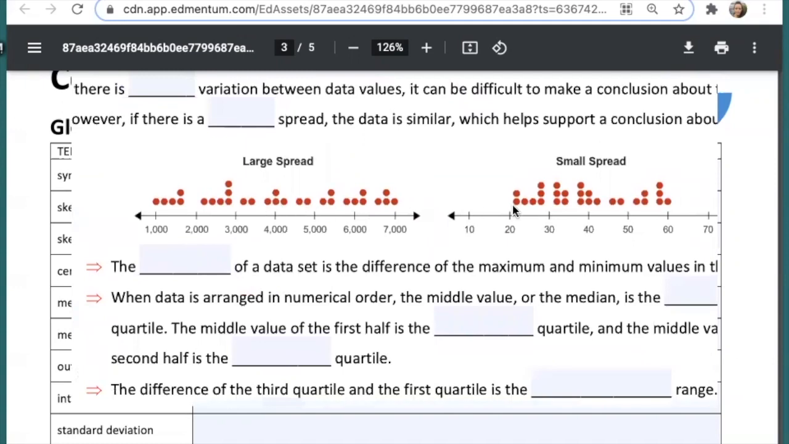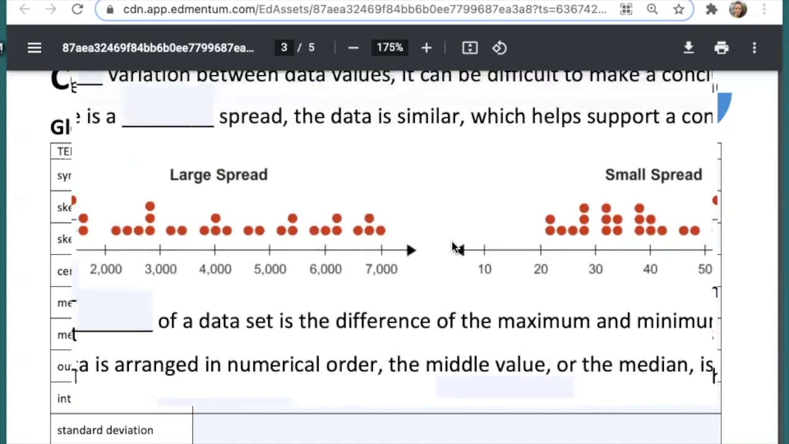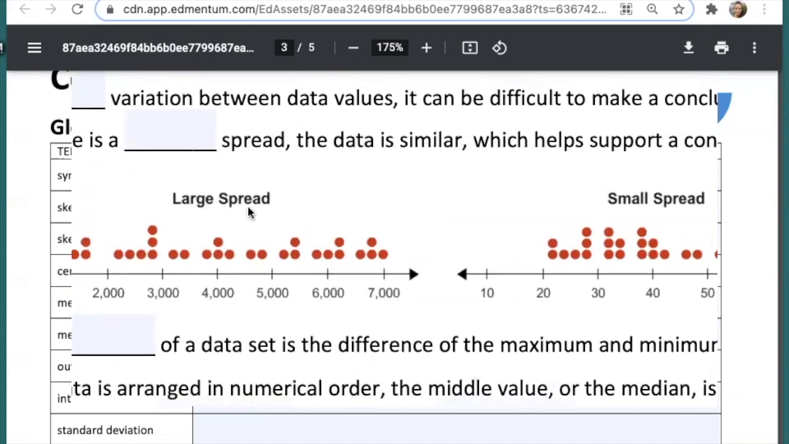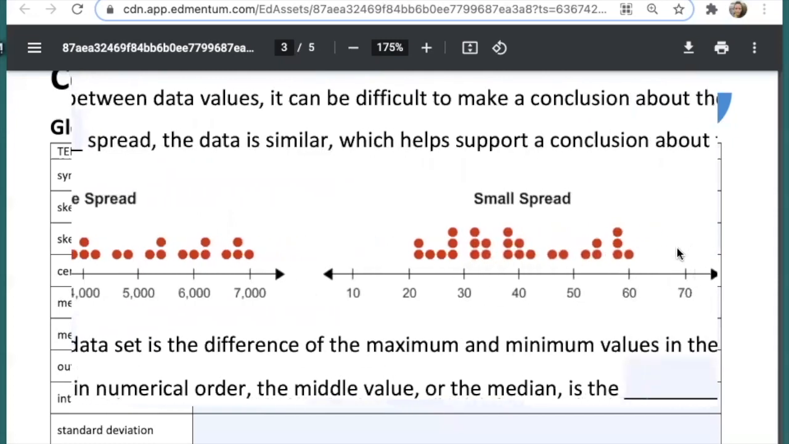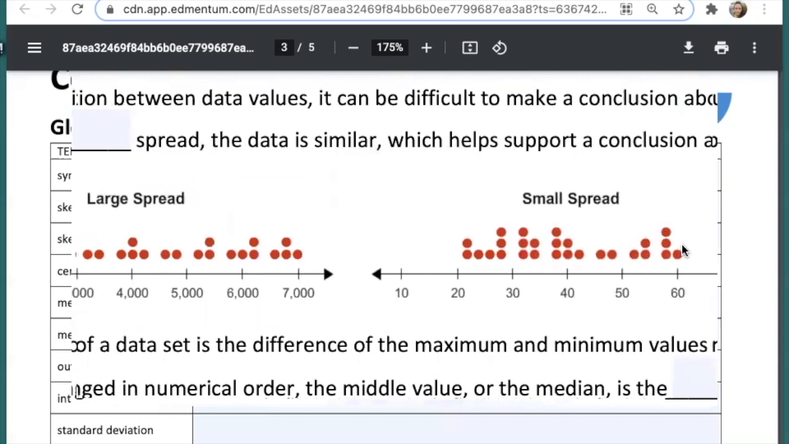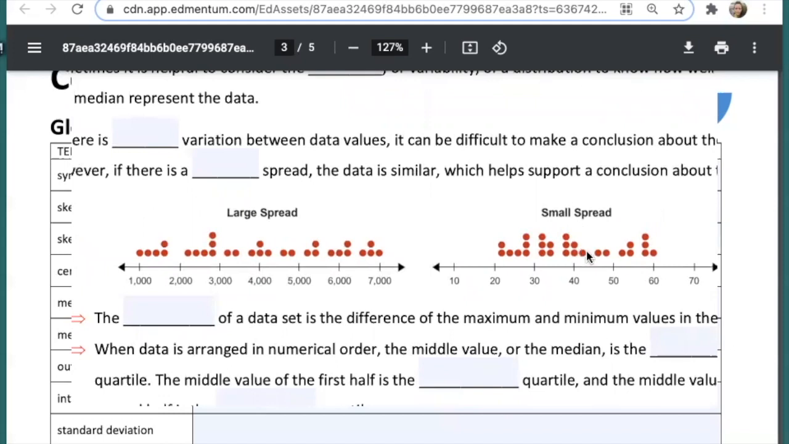Okay, so here we have two separate graphs, and the one on the left has a large spread of data, meaning between 1,000 and 2,000 there's 5 data points, and it looks like 7 data points here, and it's pretty consistent. There's data points across all of the numbers. But if we look at the small spread, there's no data over here and there's no data over here. So it's concentrated all in the middle.